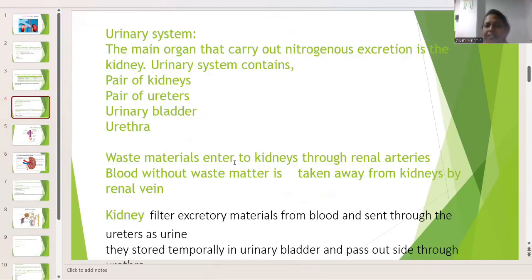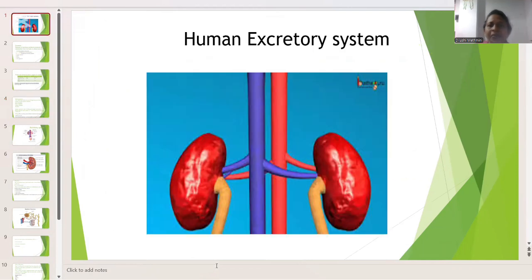Waste materials enter the kidneys through renal arteries. Blood without waste matter is taken away from the kidneys by renal veins. In this diagram, you can see these are two renal arteries that supply blood to the kidneys, and these are two renal veins that take blood away from the kidneys.